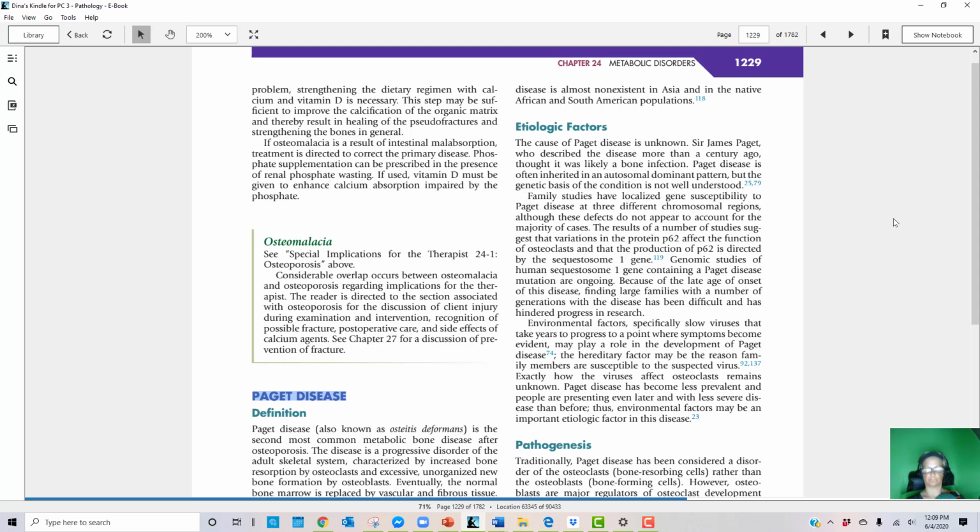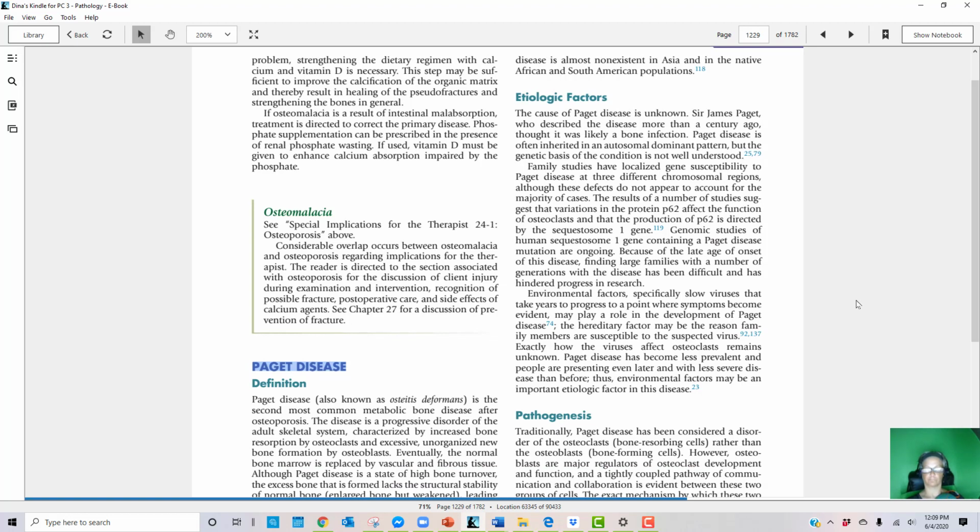Etiologic factors. The cause of Paget disease is unknown. Sir James Paget, who described the disease more than a century ago, thought it was likely a bone infection. Paget disease is often inherited in an autosomal dominant pattern, but the genetic basis of the condition is not well understood. Family studies have localized gene susceptibility to Paget disease at 3 different chromosomal regions.